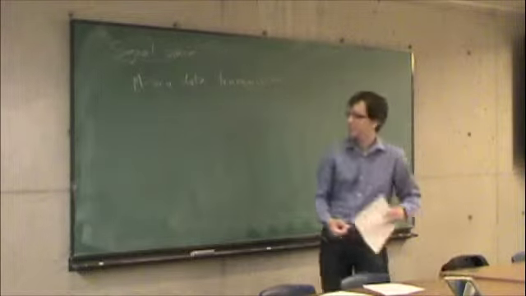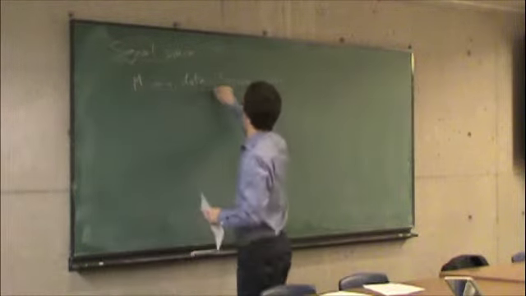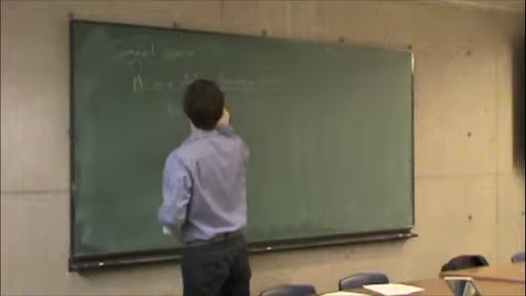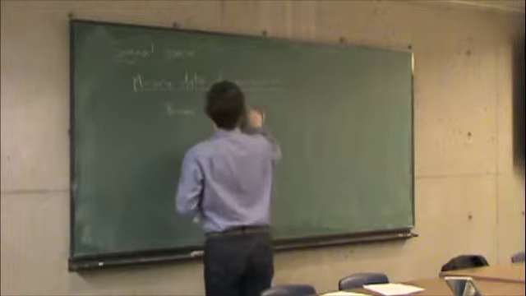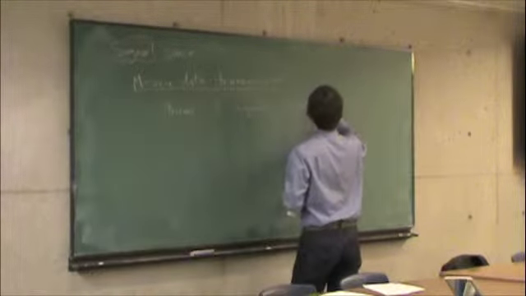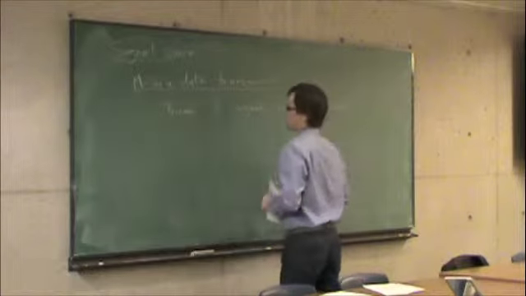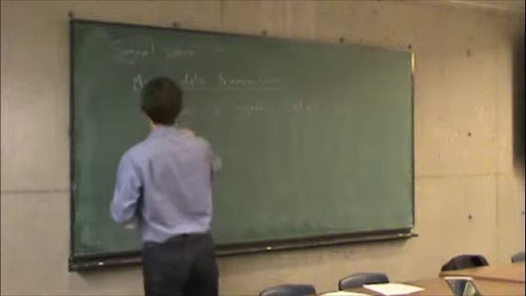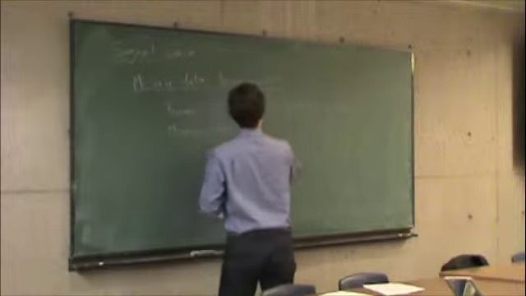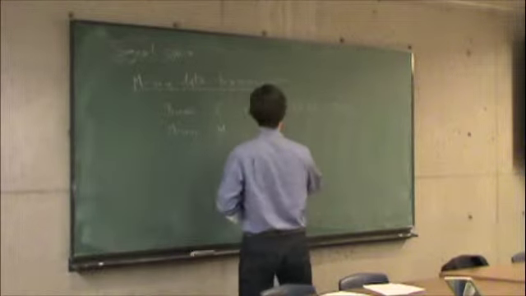Okay, M-ary, so binary is 2 signals, 1 bit at a time. M-ary, as you might imagine, is M signals, and more than 1 bit at a time.